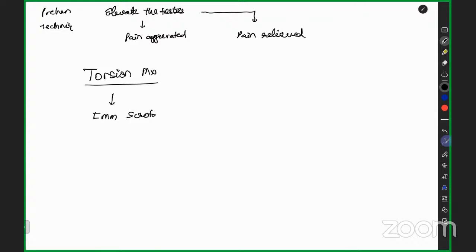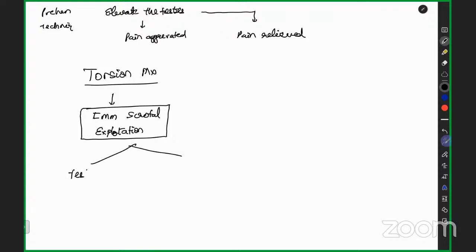Scrotal exploration. I am going to perform immediate scrotal exploration, and I am going to see whether my testis is viable or not viable.